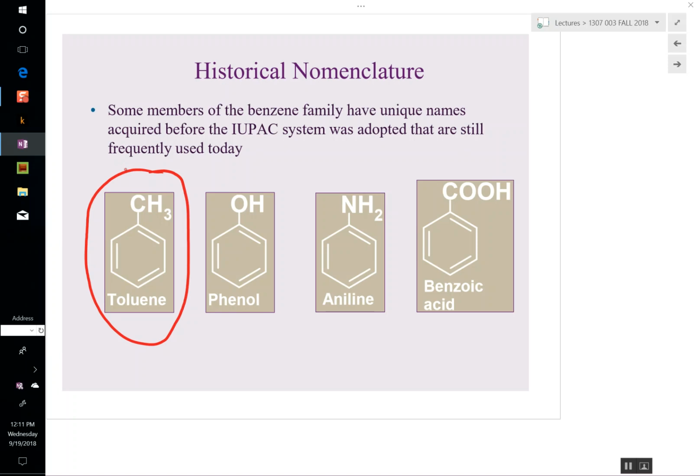Toluene. That is the IUPAC name and the common name. IUPAC came along and said, we're not going to give that any kind of new name. We're going to just accept the common name as the official name of that molecule, toluene. So people have trouble pronouncing it. Maybe I do too. Toluene.